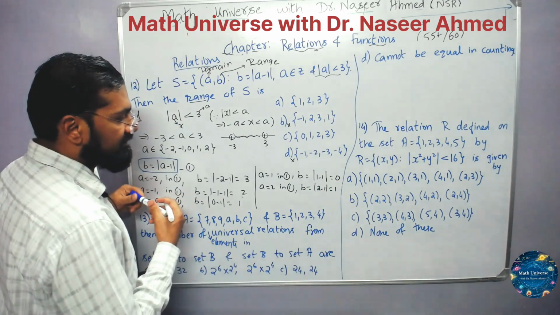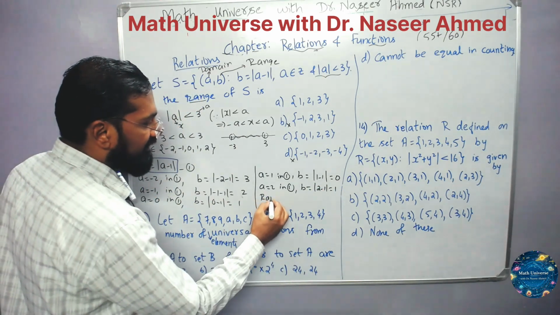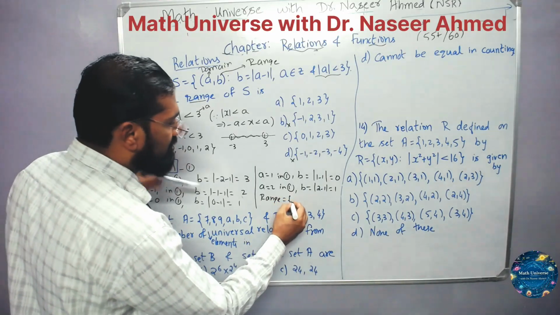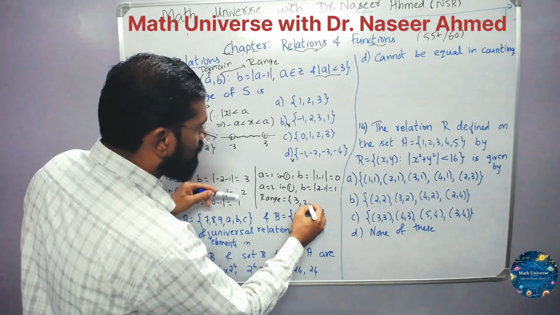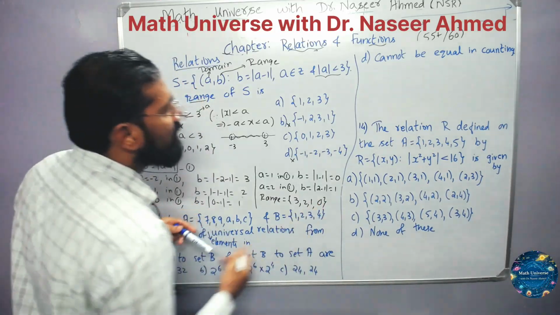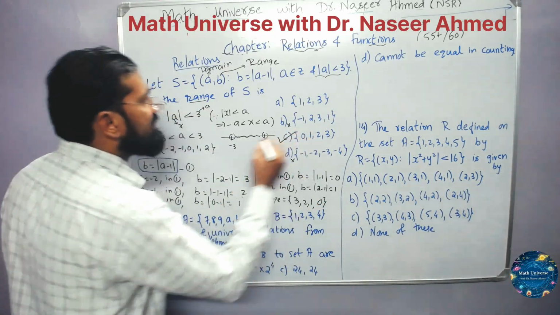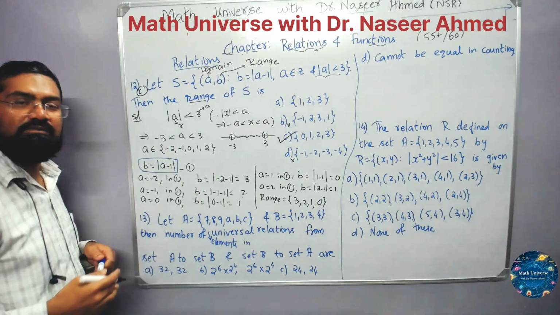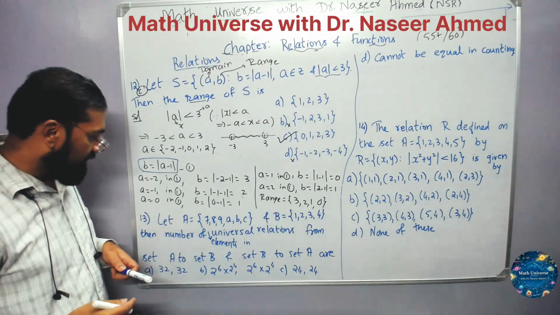So the range is nothing but the set of second elements: 3, 2, 1, 0. 1 is already there, an element should not be repeated. So 3, 2, 1, 0, option C is correct. I hope this is clear. Now moving on, next question.